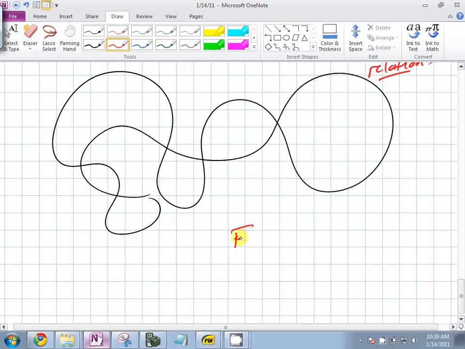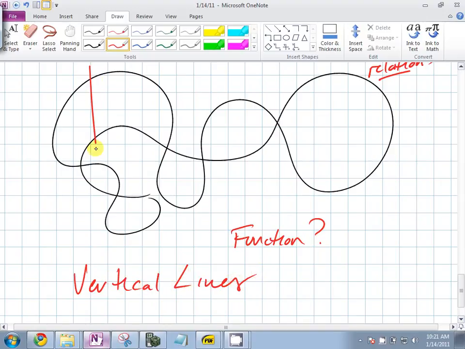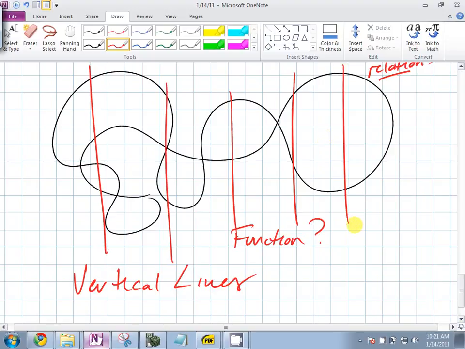What kind of line? A straight line? Oh, this is a vertical line. Yeah, there you go. So we like vertical lines, right? So I can draw these vertical lines. What's the problem? It passes through more than one point. There are 2 points of intersection. If any vertical line can be drawn that passes through more than 1 point, it is not a function. What test is this called?